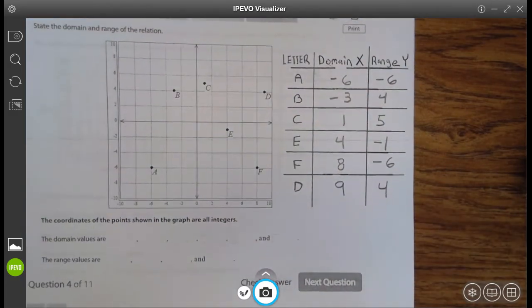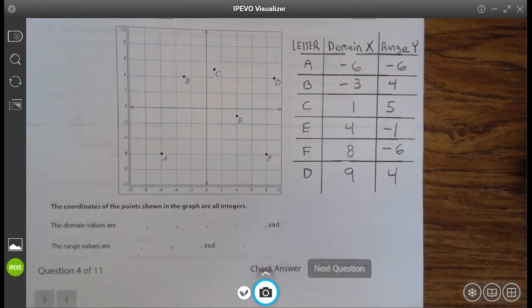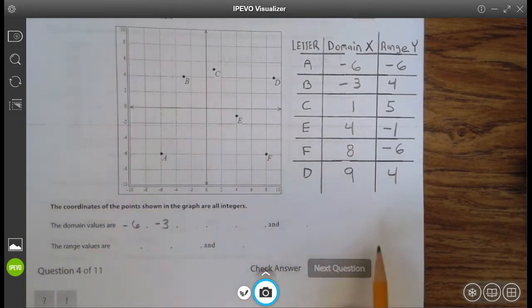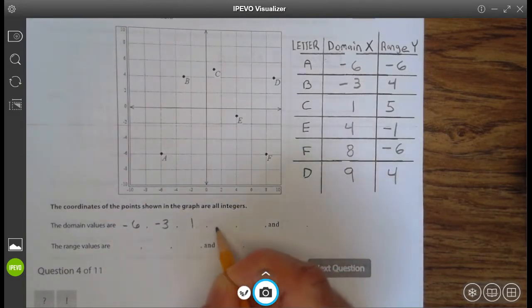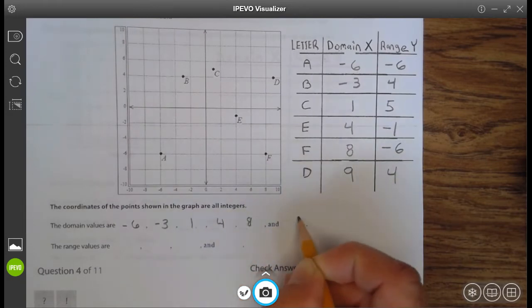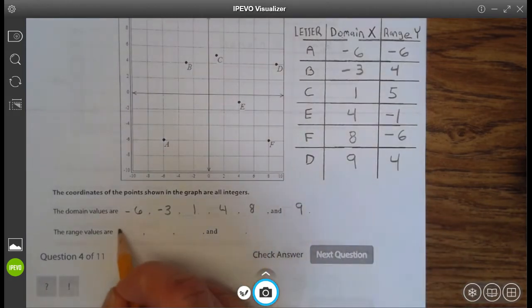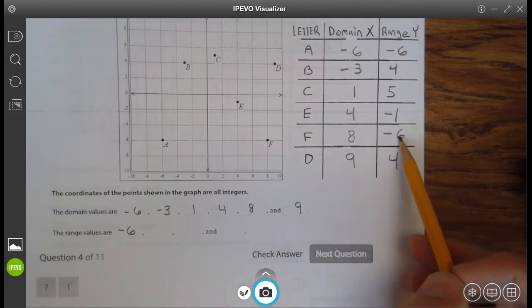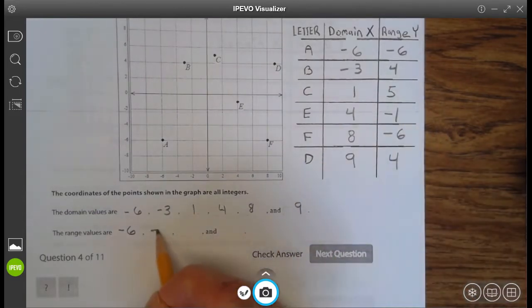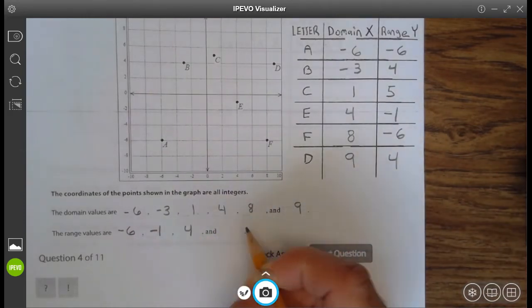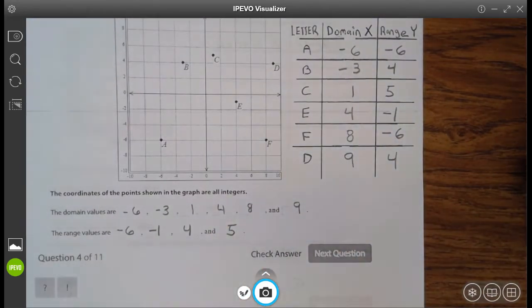All right. Now, using that, let's complete the domain. Domain values, we're going to go from the smallest value to the largest. So -6, then -3, and then 1, 4, 8, and 9. Now the range values, the y values, and again, we're going to go from smallest to largest. So -6. You only have to write -6 once. Then the next value is -1. And again, you only have to write 4 once, so 4 and 5. Go ahead and finish up example 4.